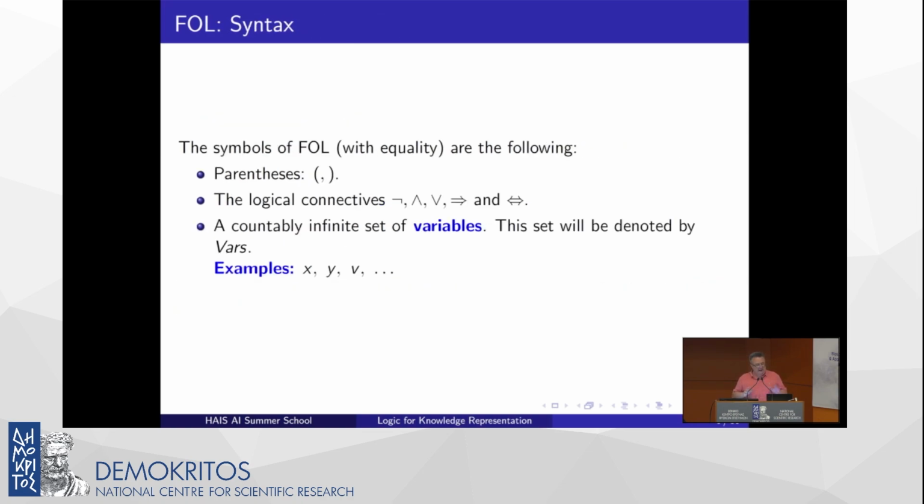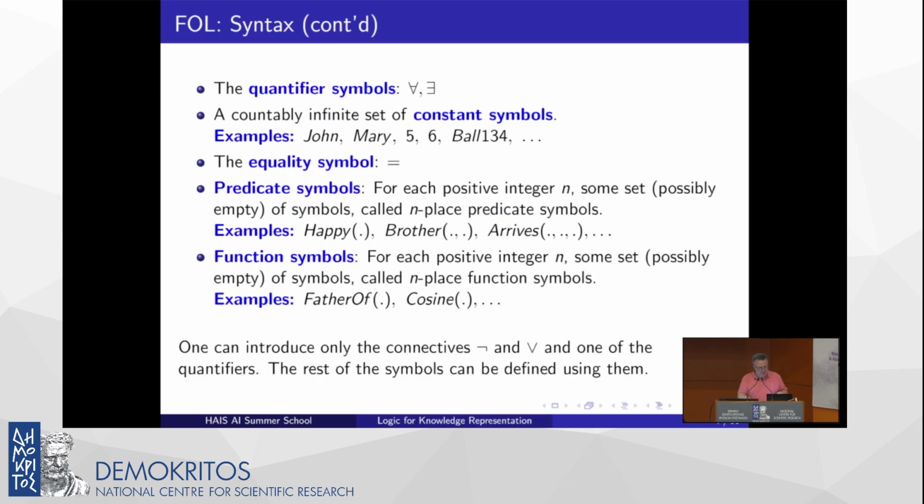Okay. Now some very basic stuff. What is the syntax of first-order logic? You can have parentheses, you can have the logical connectives, you can have variables, you can have quantifiers, you can have constant symbols. So if I want to refer to a person who is called Yannis, I might introduce a constant symbol John. Okay, if I want to talk about numbers, I have to introduce them, like 5, 6, etc. Then I will use the equality symbol.